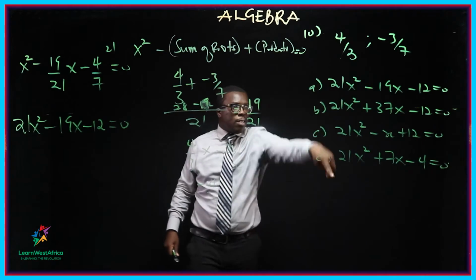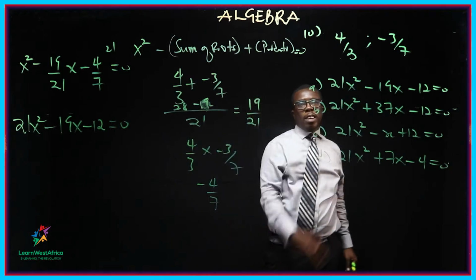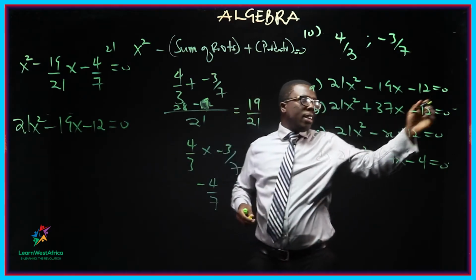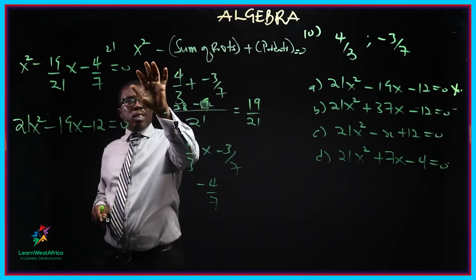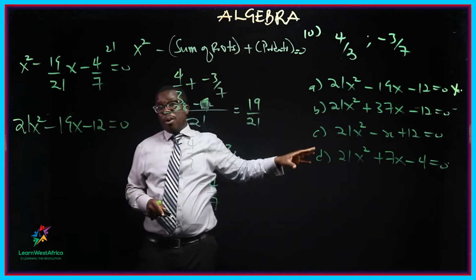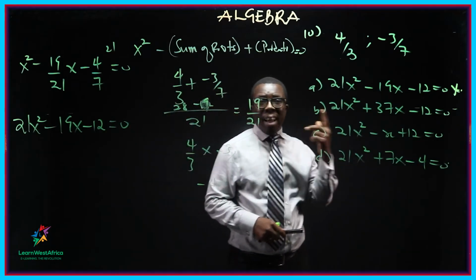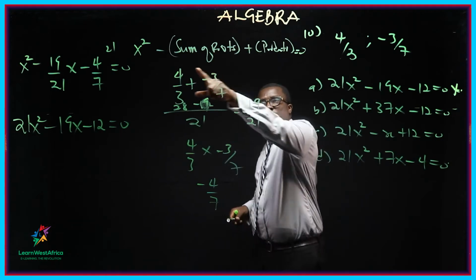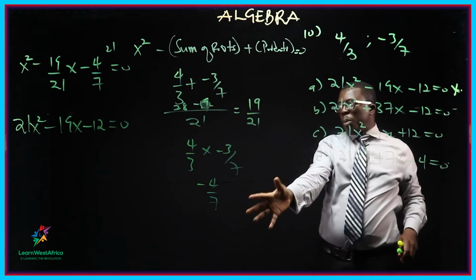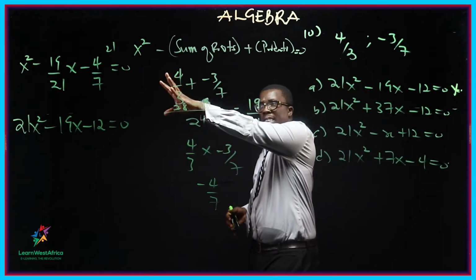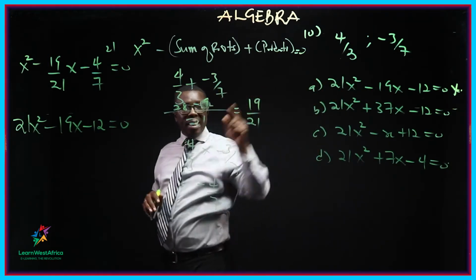Our possible answers are A, B, C, D. The obvious answer is A. For a quadratic, we say x squared minus the sum of roots plus the product equals 0. The quadratic can use a different letter, like m and n. The sum of roots is 19 over 21, and the product is minus 4/7. So our answer to question 10 is A.